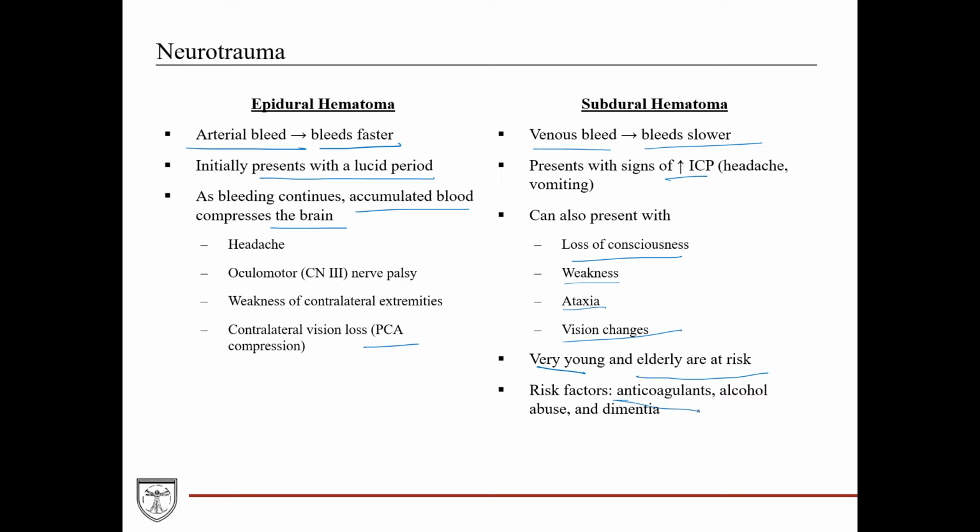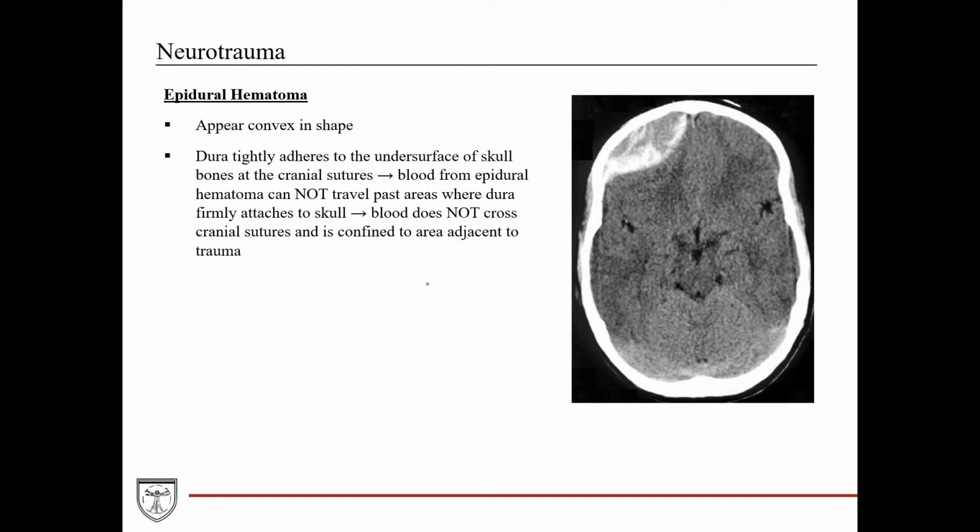Other risk factors are anticoagulants, so if they're on warfarin or something like that, alcohol abuse, because that causes brain atrophy, and then dementia, and also Alzheimer's would fit into that as well. So imaging, this is definitely something you could see on an exam. So you'll see on imaging here, they can have this epidural hematoma, which has this convex shape to it.